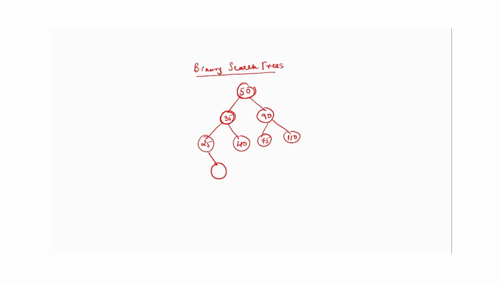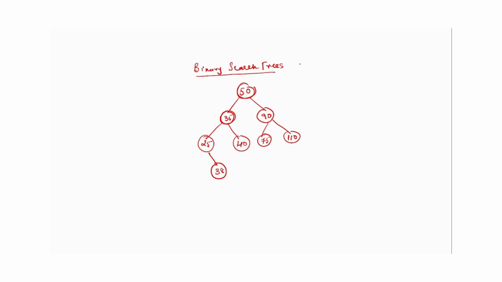This element should be greater than 25 and less than 50. Why greater than 25? Because I am inserting to the right of 25. Why less than 50? Because this is to the left of 50. So if I say here 38, 38 is correct. Why? Because 38 is greater than 25 and 38 is less than 50. Correct? Okay. I hope that you have understood how to construct a binary search tree.